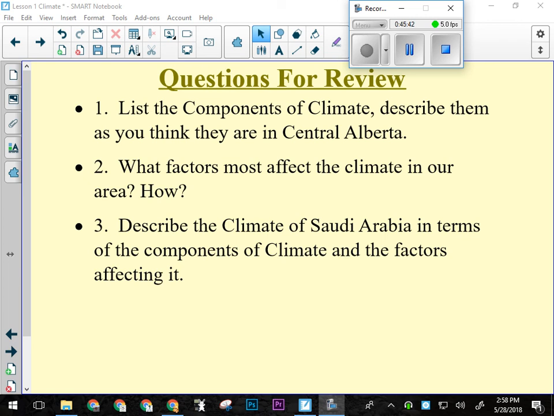So question number 1 is: list the components of climate, and describe them as you think they are in central Alberta. The components of climate are wind, temperature, light, and precipitation. Basically the things you'd want to know if you looked at the weather in the morning. You'd want to know whether it was going to rain or not, whether it was going to be sunny or not, and whether it was going to be windy or not. Those are the things you would want to know.